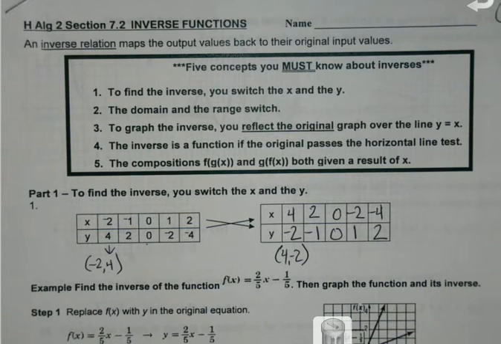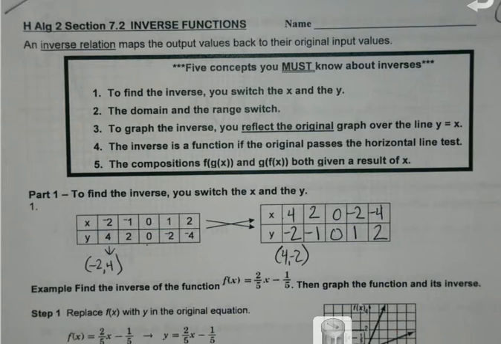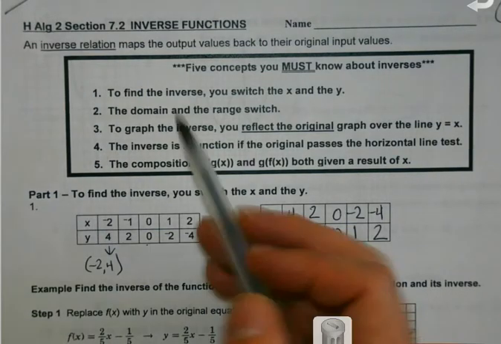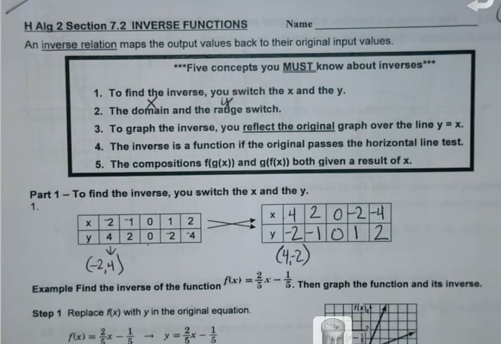Okay, so if you're ever given to you in a table, just flip the x and the y values around. All the y's go to x, all the x's go to y's. Okay, or you can do them individually. Now that's the easiest one. The domain and range switch, well that makes sense because again, you're switching x and y values.